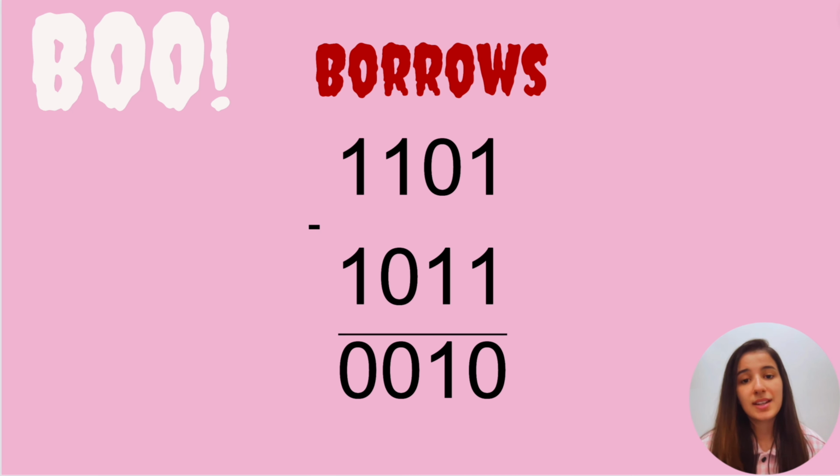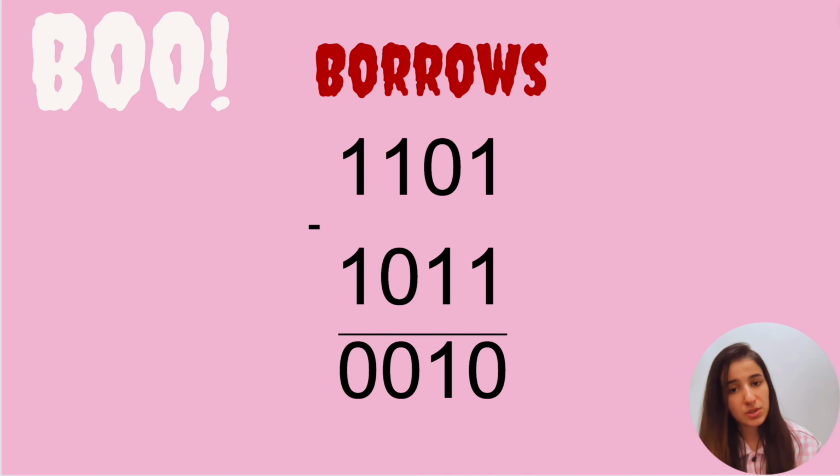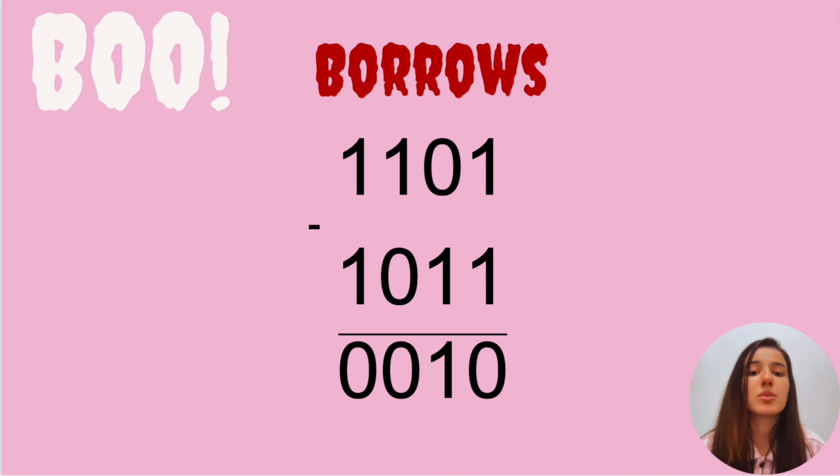Dealing with borrows is not as scary as it seems. Here we have 1 minus 1 equaling 0, and we have 0 minus 1, and to calculate this, we need to borrow 1 from the next digit, which is 1. So the next digit of 1 will turn into 0, and our current 0 will turn into 1 and 0. So 1 and 0 minus 1 would result in 1, and as the next one already turned into 0, we will have 0 minus 0 equal to 0, and in the end we will have 1 minus 1 equals 0.